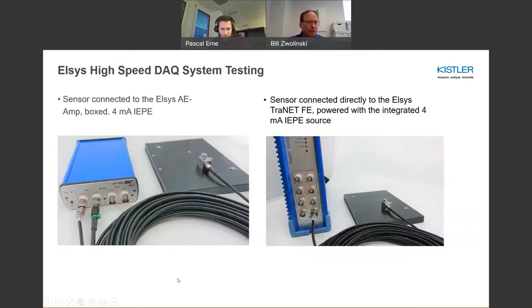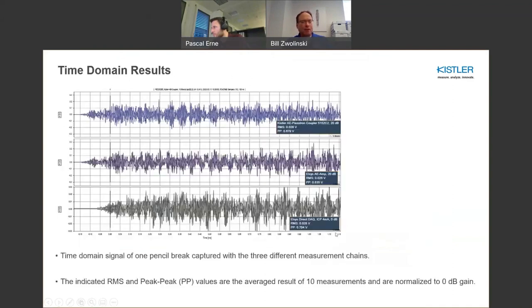So then we looked at several scenarios. We mounted the sensor on the metal plate with an ELSYS coupler, and in this case we used the direct coupling of the sensor into the data acquisition system itself. So you look at these time domain signals, you go, okay, Bill, what does this tell me? It tells you absolutely nothing. Time domain is really not too exciting for me. So they basically all look the same. All three scenarios I mentioned, you could look at them and say, yeah, they look about the same.